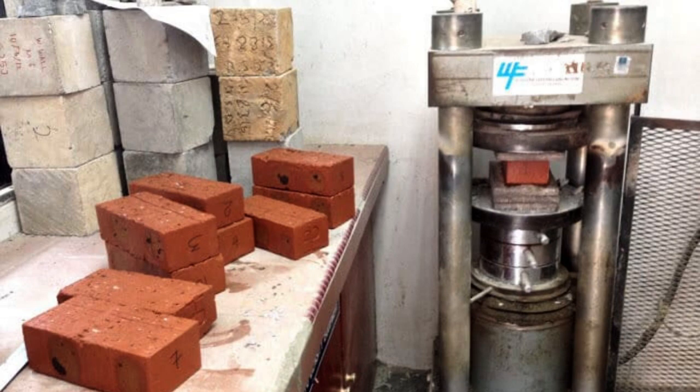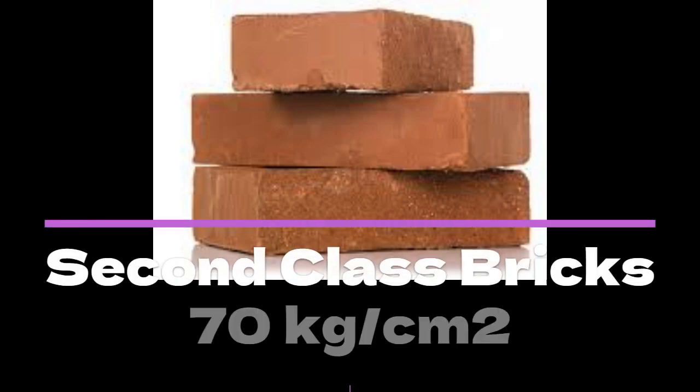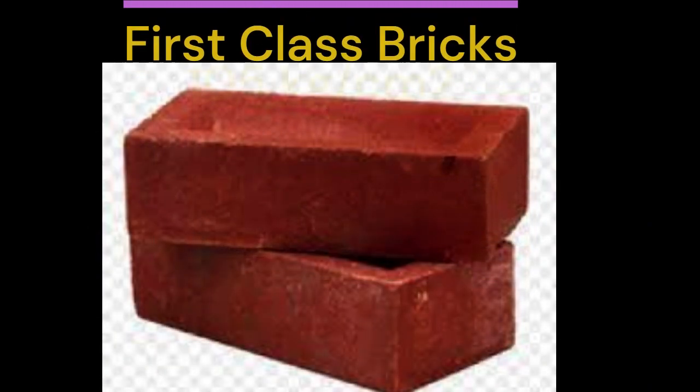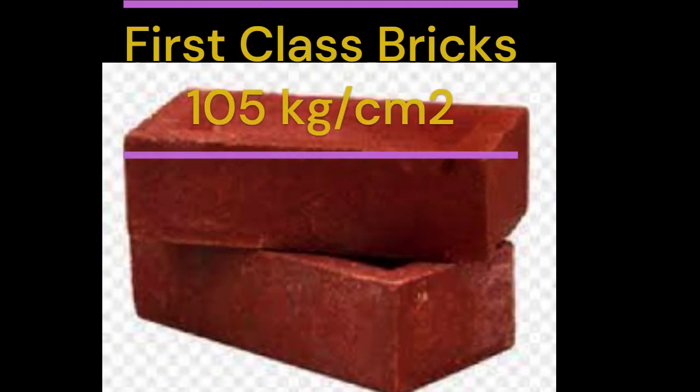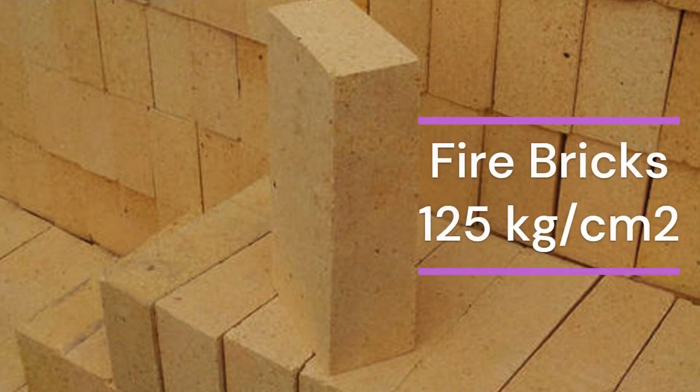Answer. There are three types of bricks used in house construction which have different compressive strength values. For second-class bricks, 70 kg per centimeter square. For first-class bricks, 105 kg per centimeter square. For fire bricks, 125 kg per centimeter square.